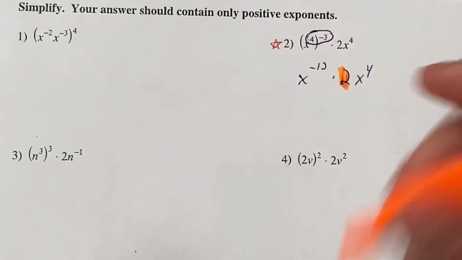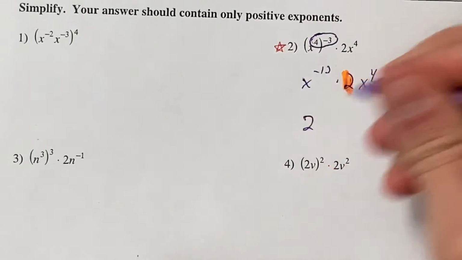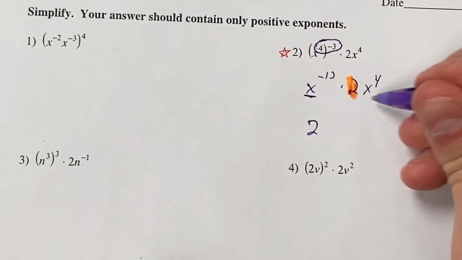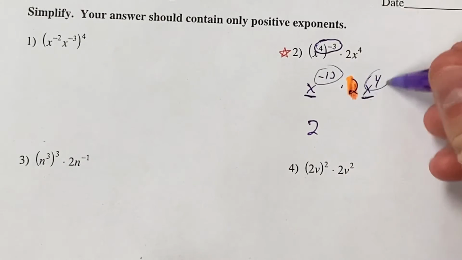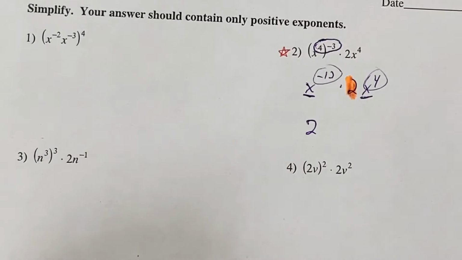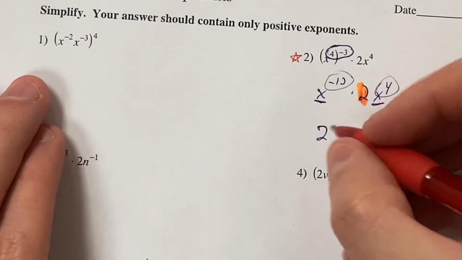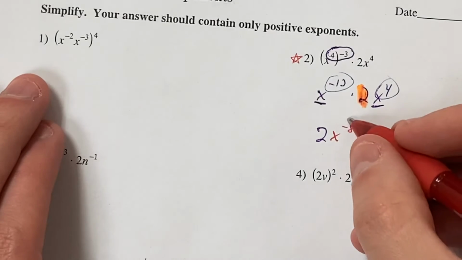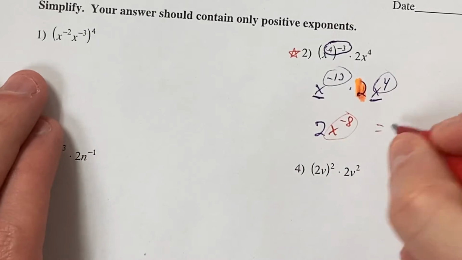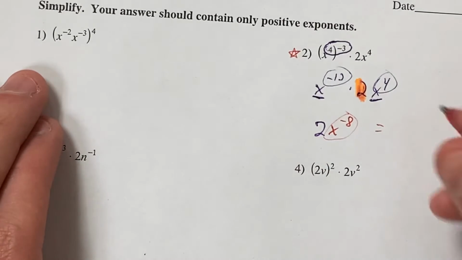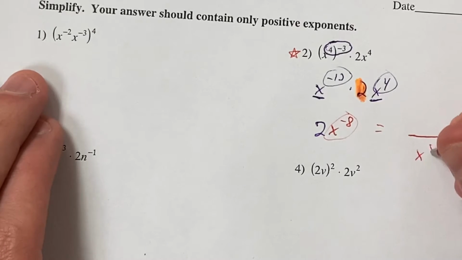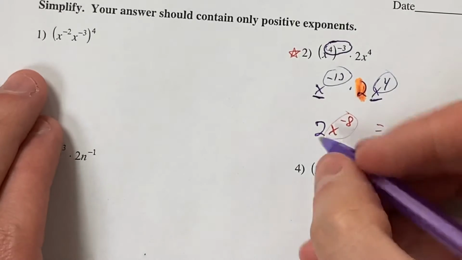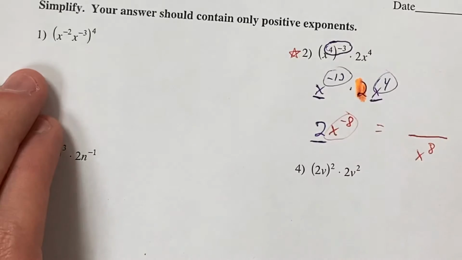This is a regular number, so it's just going to stay at 2. We have 2 x's, so we're going to add the exponents. So negative 12 plus 4 is negative 8. Because the x has a negative exponent, it is going to go to the bottom of a fraction. Because the 2 does not have a negative exponent, it gets to stay up top.